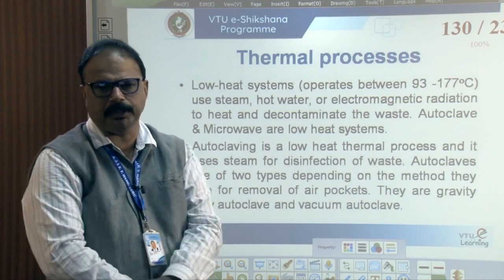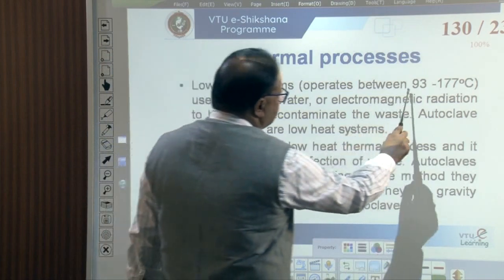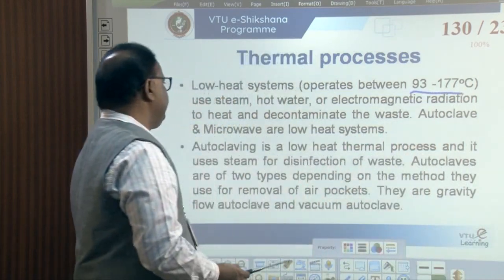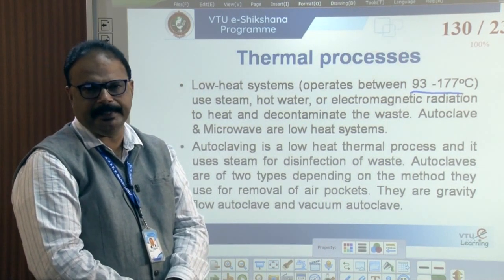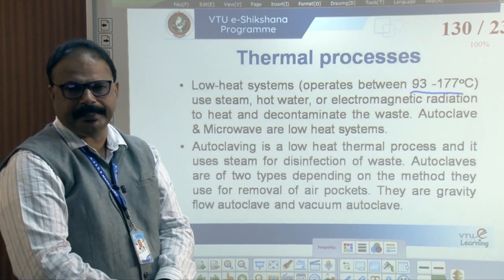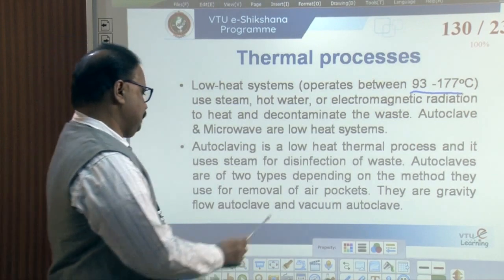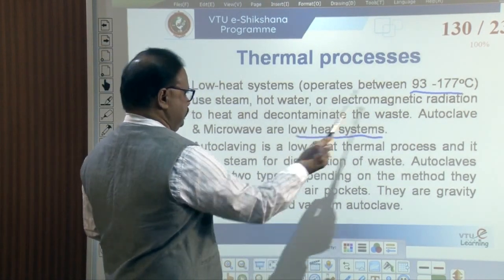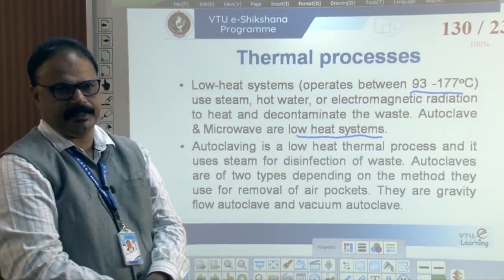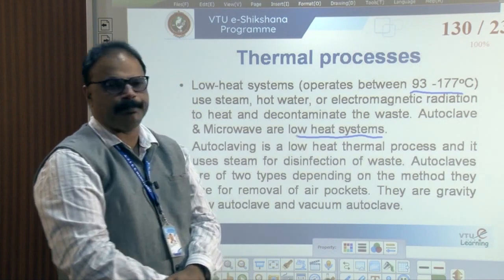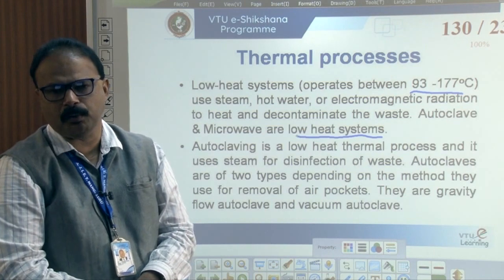First, thermal. In the low heat system, about 93 to 177 degrees Celsius, that is called autoclaving, which uses steam, hot water and electromagnetic radiation and heat to decontaminate the waste. Autoclave and microwave are low heat systems. Autoclaving is a low heat thermal process and it uses steam for disinfection of the waste.